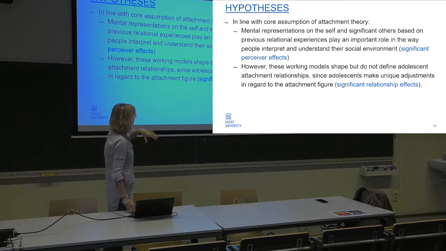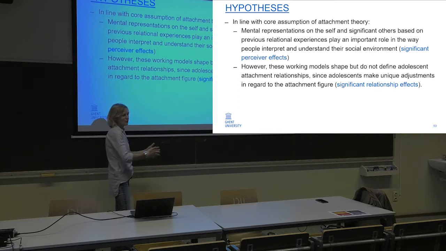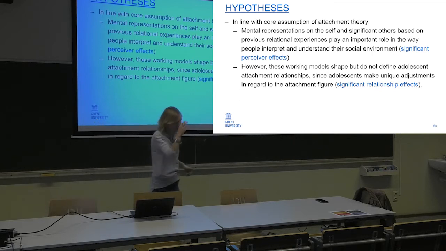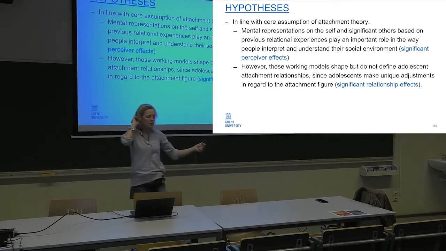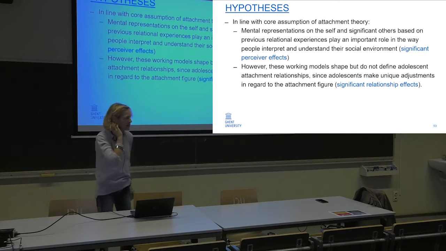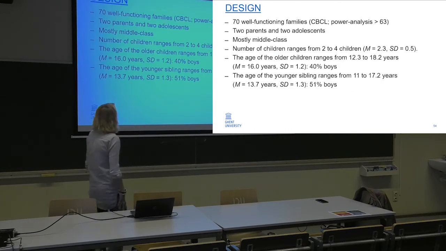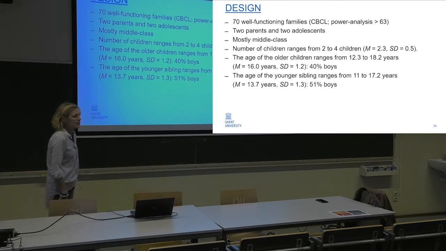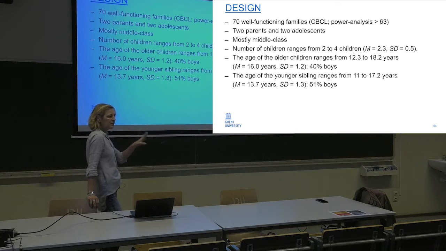If we would work with small children, of course then you cannot work with questionnaires. They have to be like 11 or something like that before you can give them an attachment questionnaire. Before that, you would more think about actor effects, about effects of the parents. We had 70 well-functioning families, based on the CBCL score, so they were all non-clinical families.